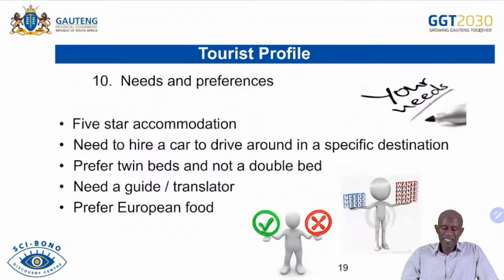Is there a need for a tour guide or a translator? You need to keep yourself abreast with such kind of information. You need to search around for the preferences of your tourists, whether or not they prefer European or African food or whatever, depending on their preferences.